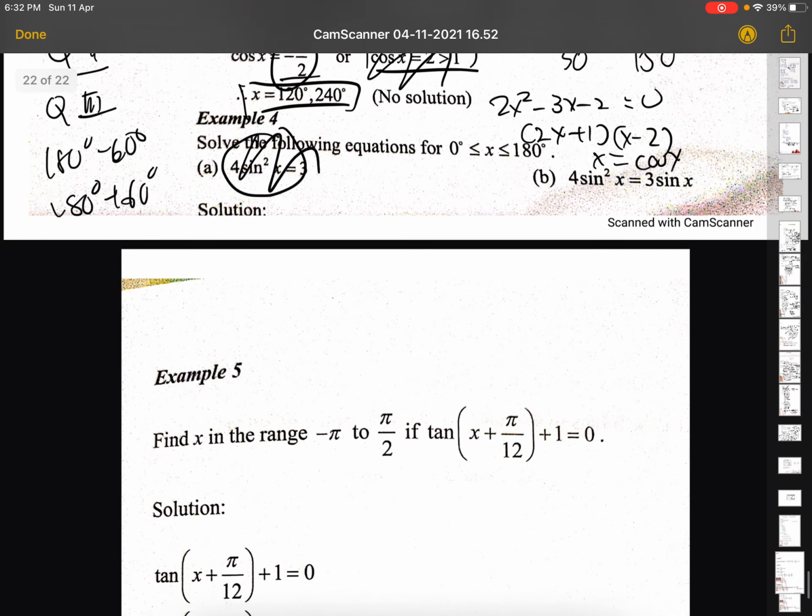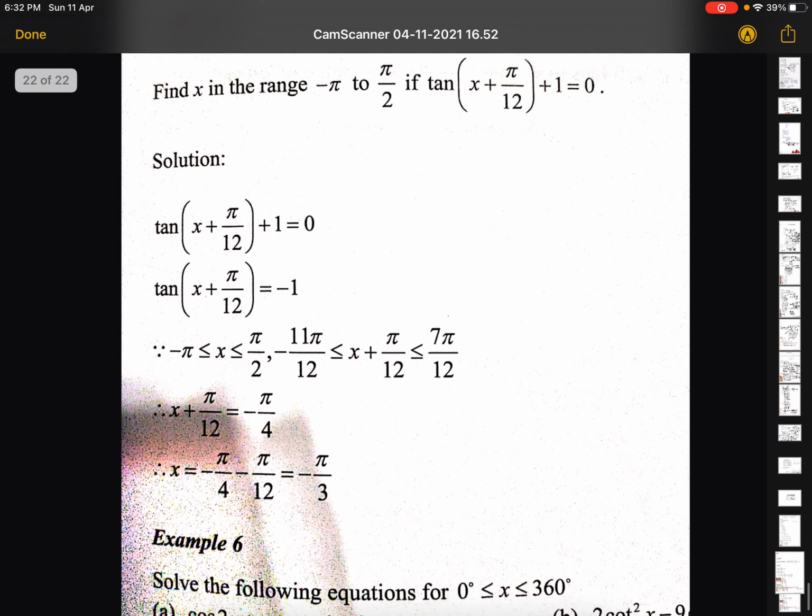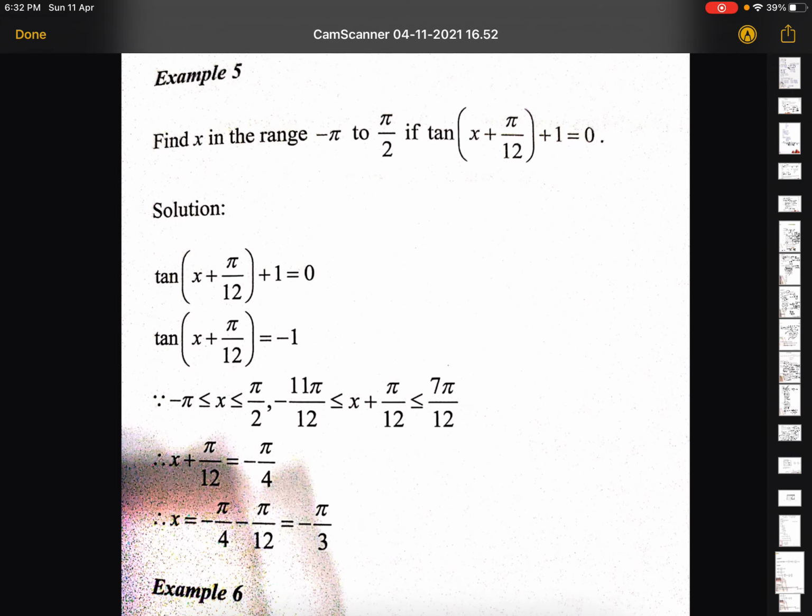And then I think this is the last one. Find x in the range minus pi to pi over 2. In long story short, this is negative 180. This is 90.